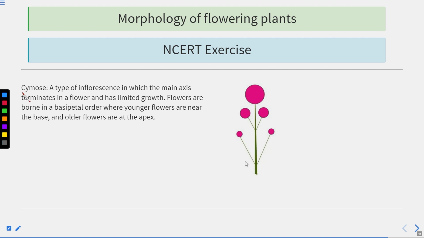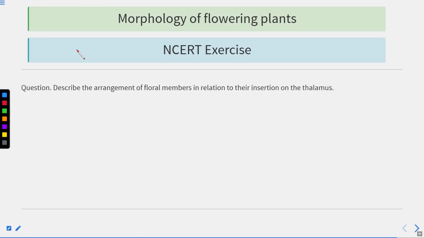Cymose type, a type of inflorescence in which the main axis terminates. So here you can see it terminates into the flower and it gives rise to lateral flowers, and again it will give rise to lateral flowers. So the flowers are borne in the basipetal order, where the younger flowers are near the base and the older flowers at the apex. So this is showing the basipetal arrangement. In the case of racemose, you see the acropetal, whereas in the case of cymose, you see the basipetal arrangement of the flowers.